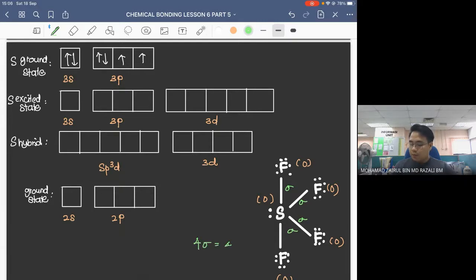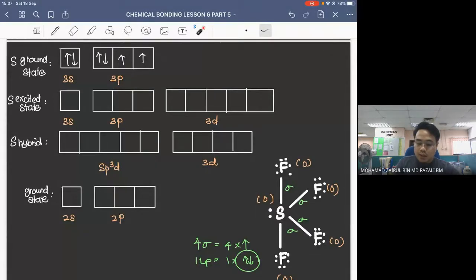That means you need to have 4 unpaired electrons, and we have 1 lone pair on the central atom. That means we need to have 1 pair of electrons. Now if you look at the orbital diagram of the ground state, we only have 2 unpaired electrons. So macam mana nak jadikan dia sebagai 4 unpaired electron?